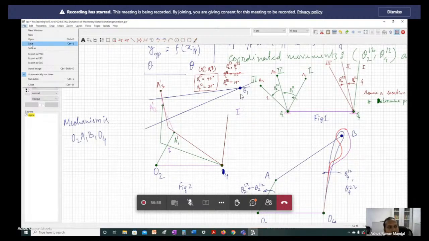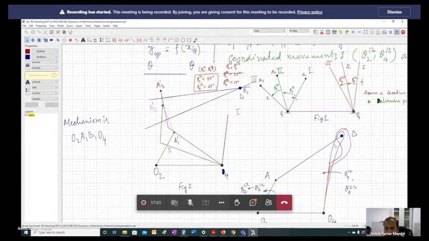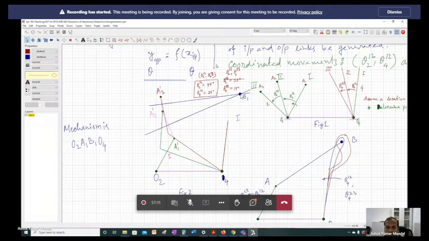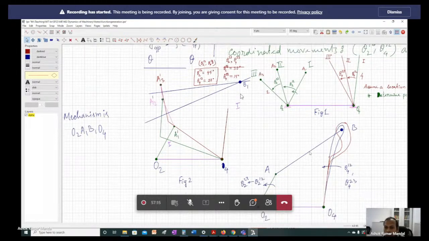change. The problem can be like this. I mean, one can ask you that the follower motion and crank motion are coordinated like this. These two pairs are given. But suppose somebody asks you that the position B on the follower is known to us. You find out the position A on the crank. Can you do that?